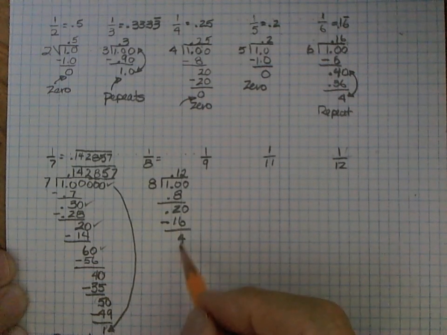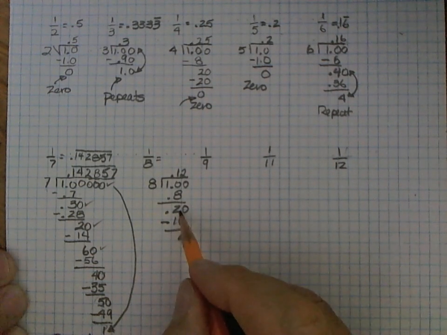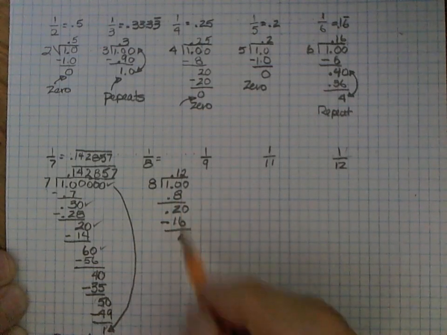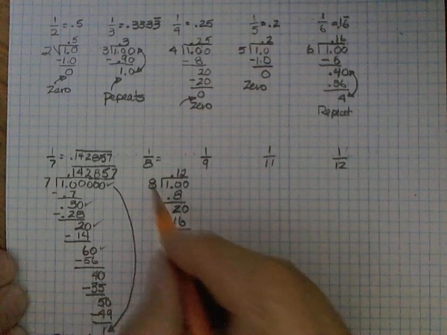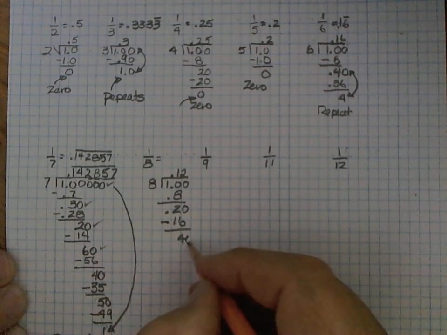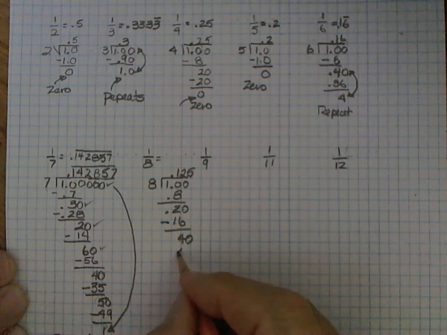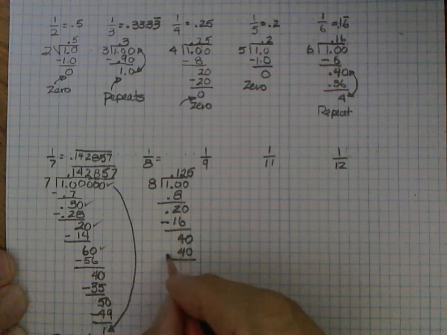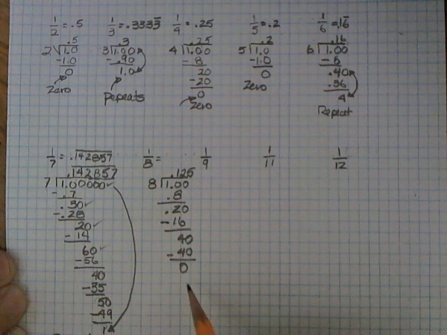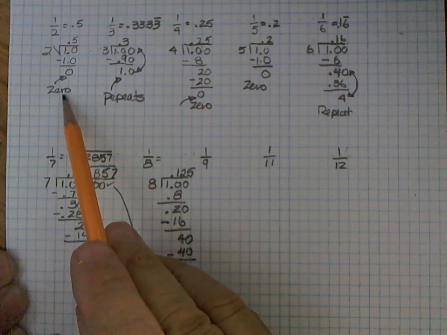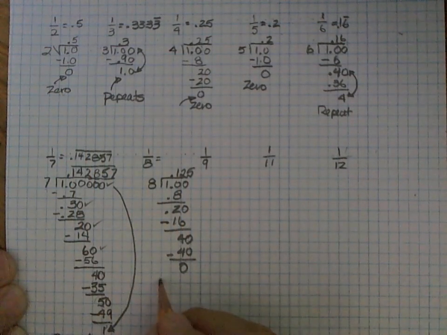I still don't have anything repeating. I'm looking to repeat a 20, and I'm looking to repeat a 1. I haven't got it yet. So 8 won't go into 4, but it will go into 40. I'll multiply that. 5 times 8 is 40. And look what I get here. I get a 0. So this thing terminates. It terminates with a 0.